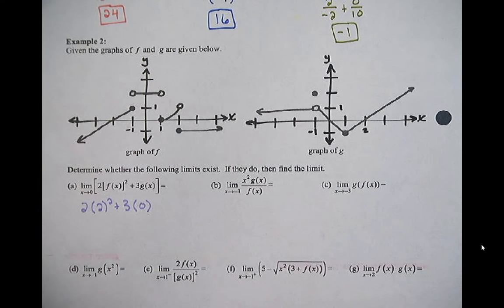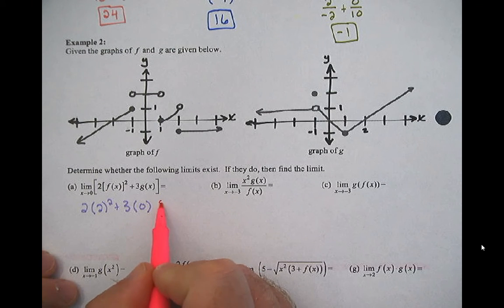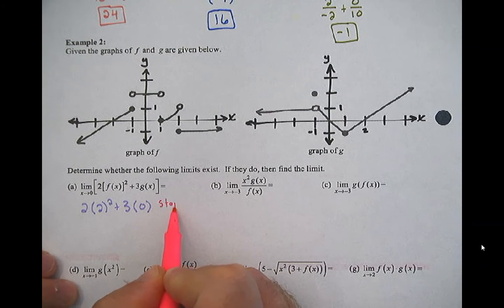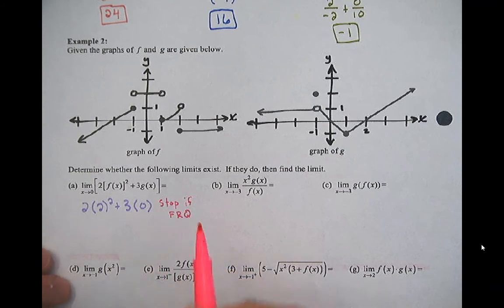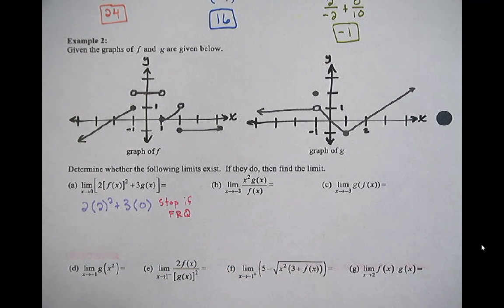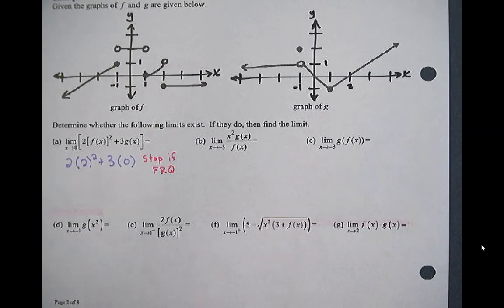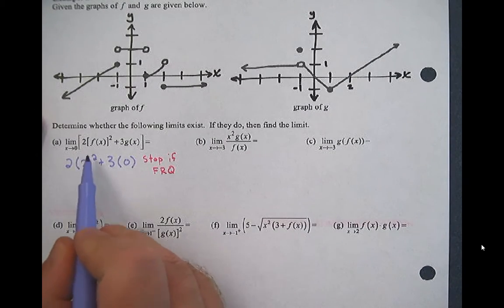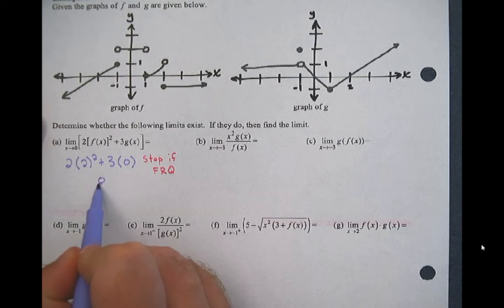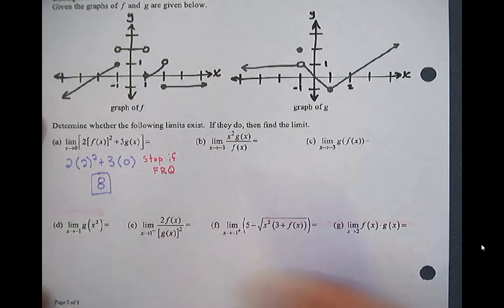Now, if this is a free response, you can stop here if you want. You can actually be done. Stop if free response question. If this is a free response question, you don't have to go any further, but it's most likely this would not be a free response because it's too easy for a free response. So you would most likely clean this up so that you could check the multiple choice answer, and we would get 8 plus 0, which is 8.